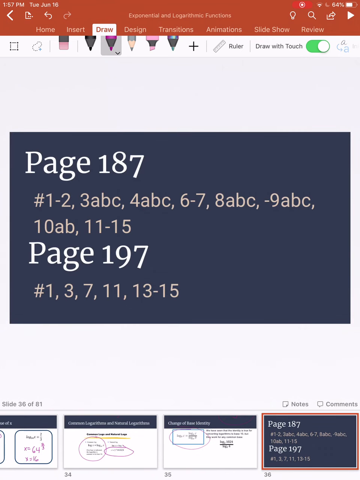Here are some questions to try. You really need to make sure you understand how to convert back and forth between exponential and logarithm form. So please do these questions as soon as possible because we will continue to build on these concepts.